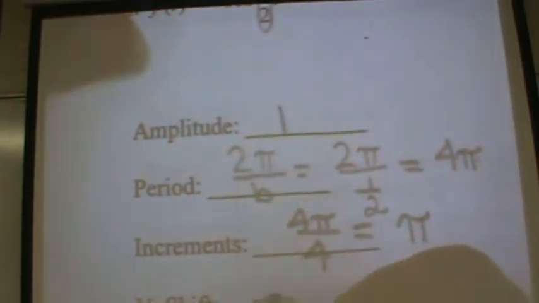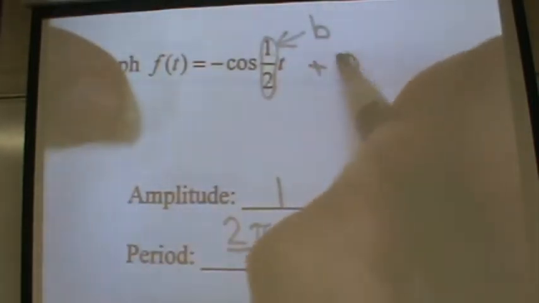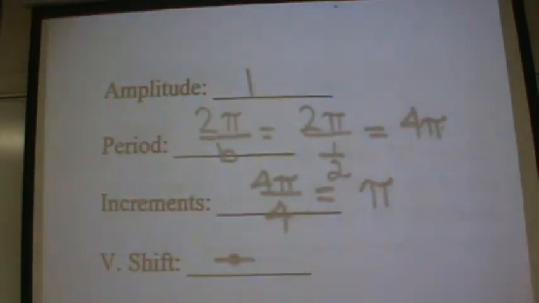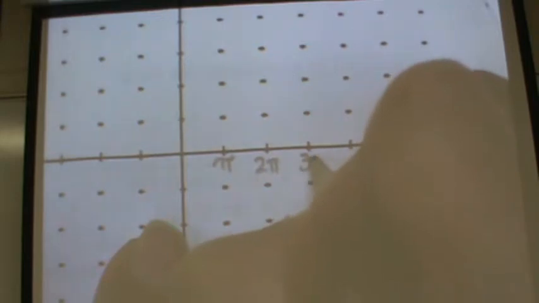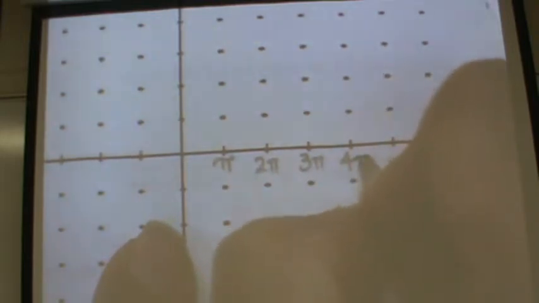In this one, there was no vertical shift. There's no d value. Okay? So we're gonna count by pi. So go to our graph. We're gonna go 1 pi, 2 pi, 3 pi, and 4 pi.